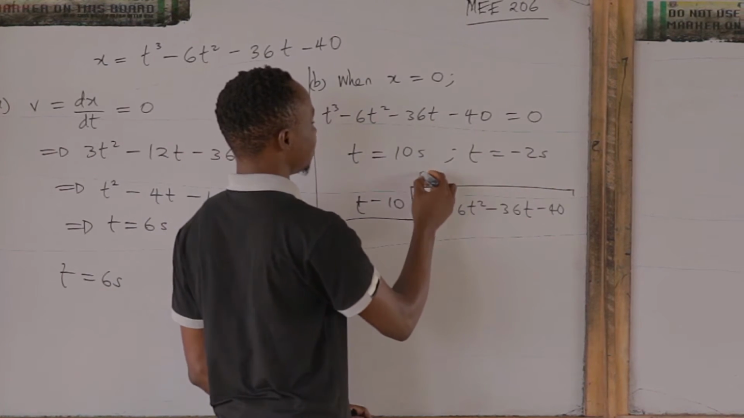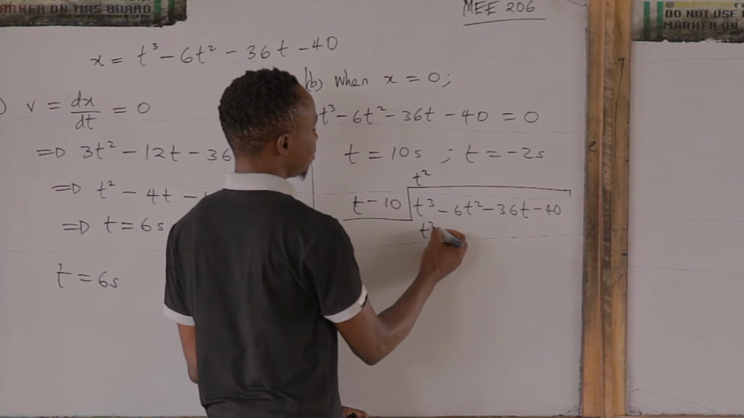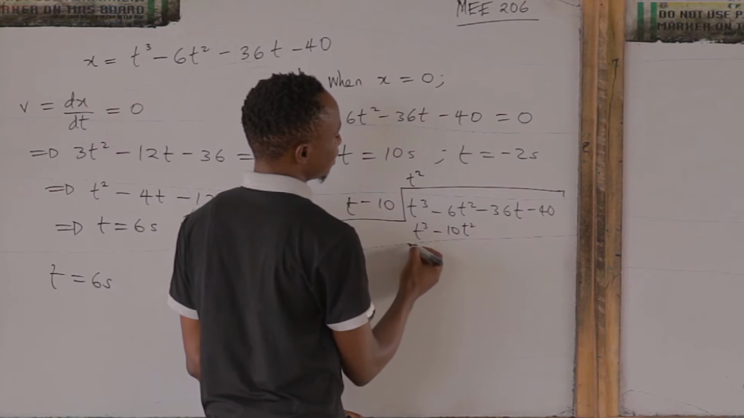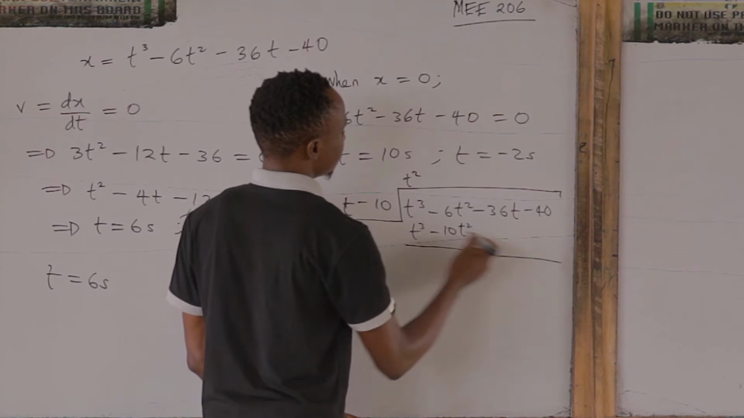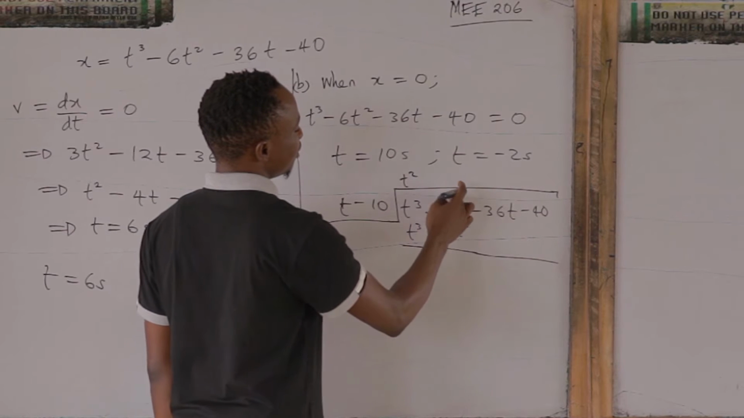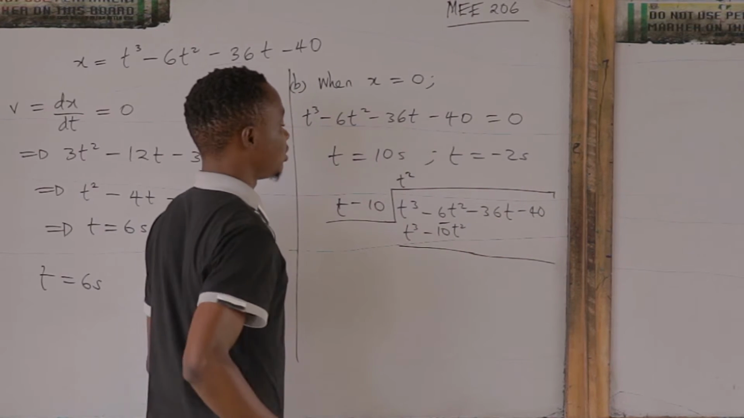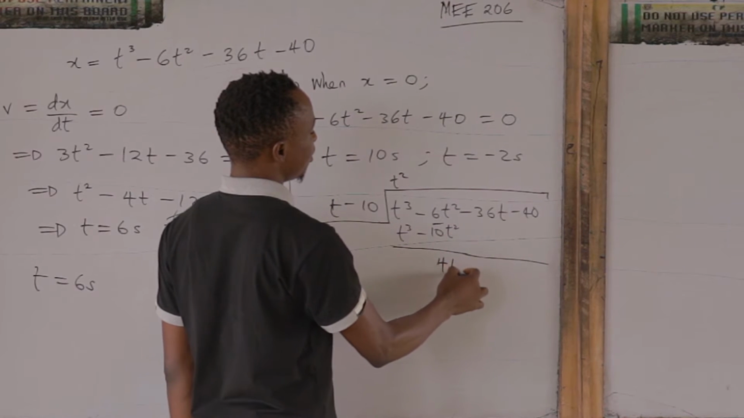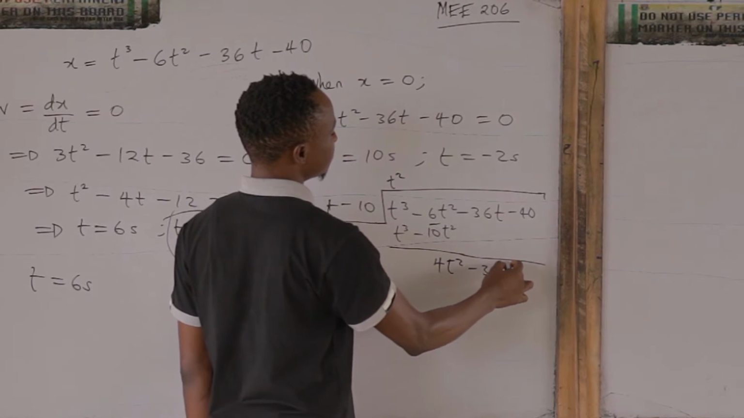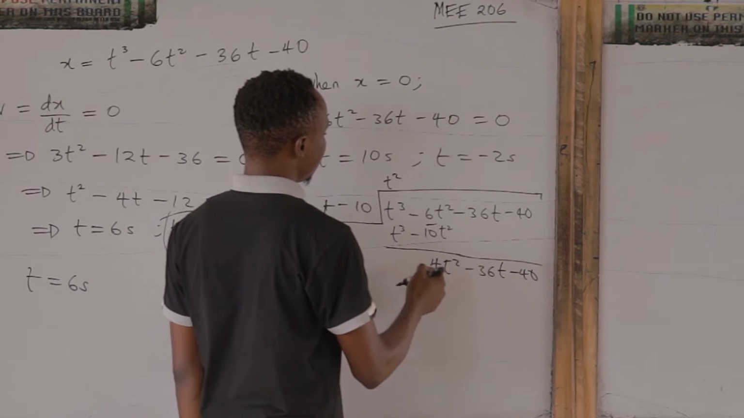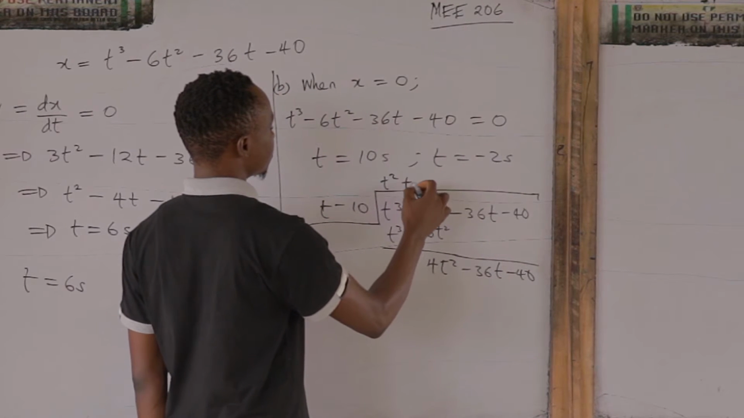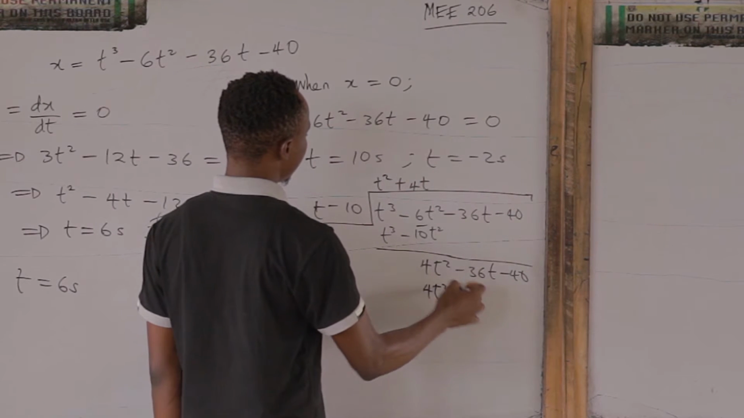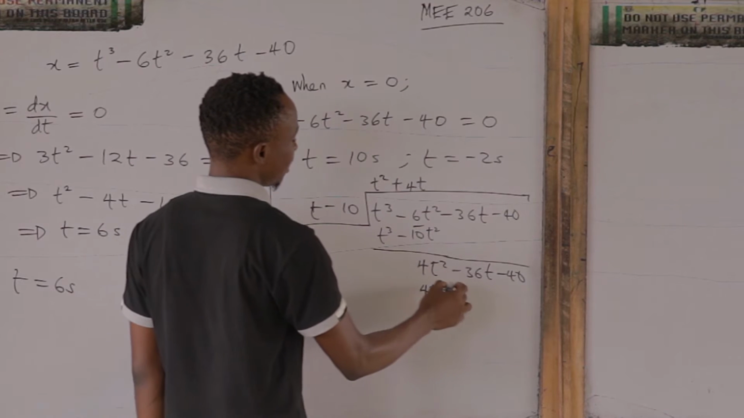t in this, that's going to be t cubed minus 10 t squared. So you can subtract that. When you subtract, you're going to have this 0. So minus 6t squared plus 10t squared, that's 4t squared, minus 36t minus 4t. Then it's going to give you plus 4. That's going to give you 4t squared minus 4t.